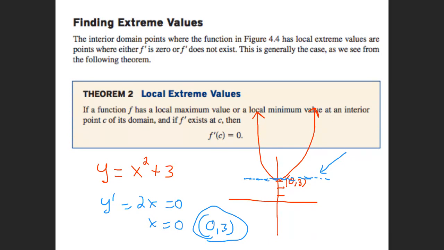Okay, so this is probably one of the big concepts in calculus: if you set the derivative equal to 0 and solve, you're going to end up with a max or a minimum value of the function.